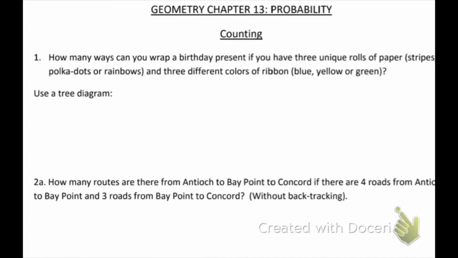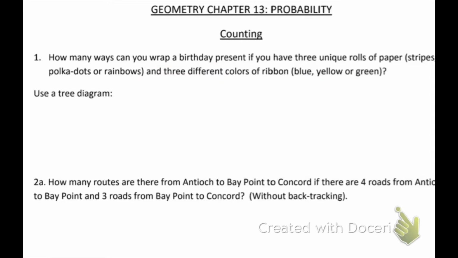The best way to do these problems is just to go over practice problems and examples and kind of dissect how to solve each one. So our first question is, how many ways can you wrap a birthday present if you have 3 unique rolls? We have stripes, polka dots, and rainbow. And 3 different colors of ribbons, blue, yellow, and green.